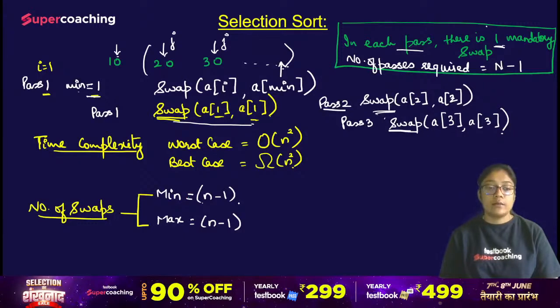ये सबको क्लियर हुआ, राइट? Hurry up, guys. We have to talk about properties as well. So is it adaptive? When elements are already sorted, that is behaving as the best case. Anyways, let's talk about the properties. We have to check whether this is adaptive or not, it is in place or not. Is it adaptive? Is it in place? Is it stable?